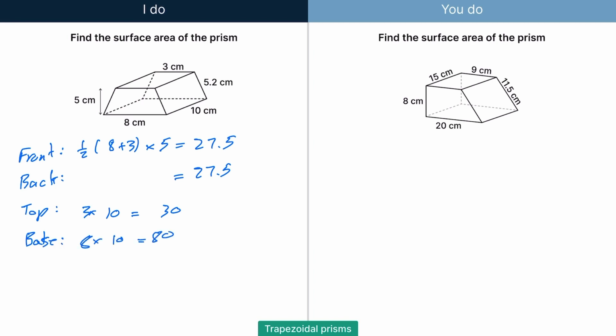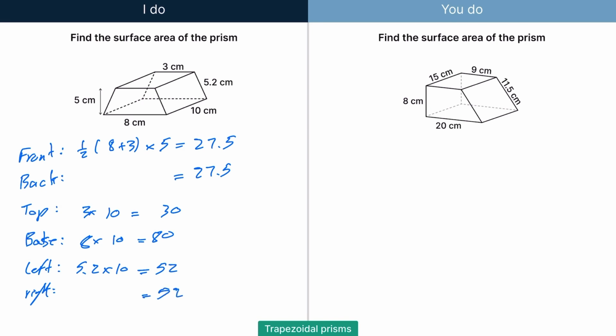And now I'm just left with this and this. And I know they're both exactly the same. So I can just do 5.2 times 10. So we can just say it's the left and right. That will be 5.2 times 10, which is 52 here and 52 here.